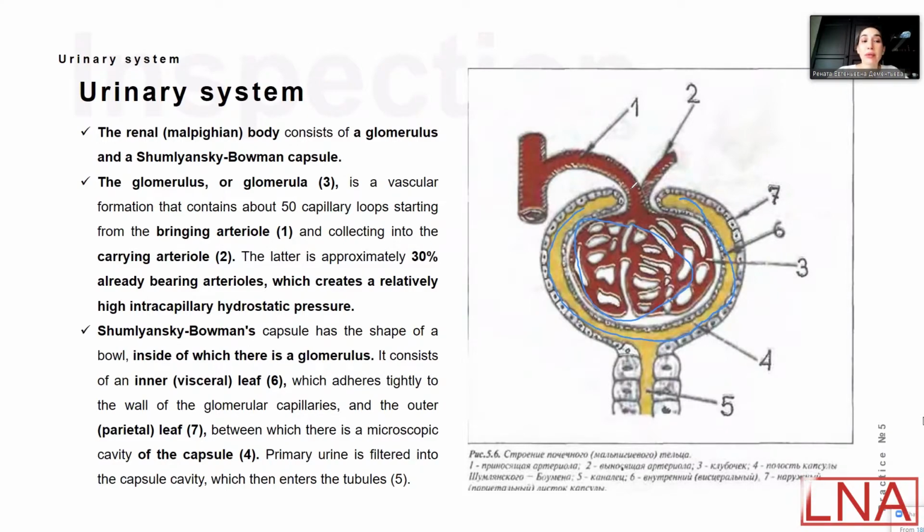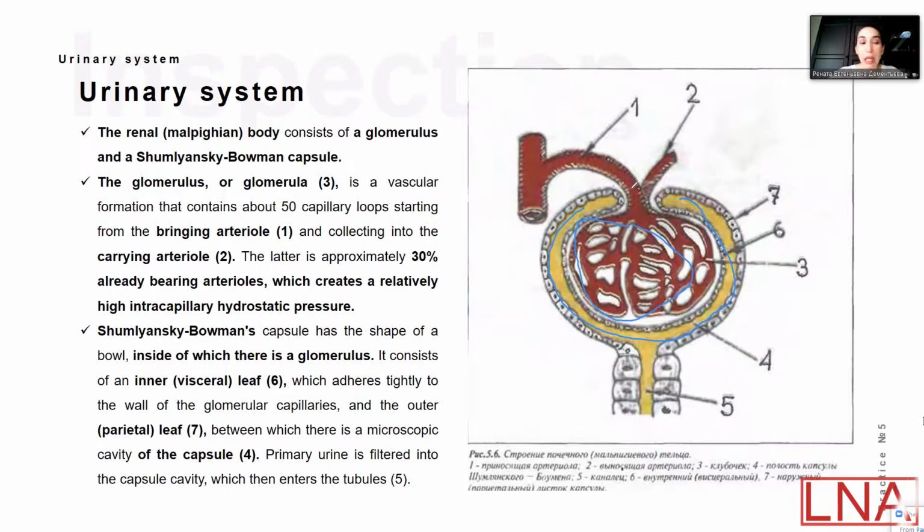The glomerulus is a vascular formation containing about 50–60 capillary loops, starting from the bringing arterioles and collecting into the carrying arterioles. The latter are approximately 30% narrower than the bringing arterioles, which creates a relatively high intracapillary hydrostatic pressure. And as you discussed in physiology, the level of hydrostatic pressure in the glomerulus is a very important factor for filtration of the primary urine.